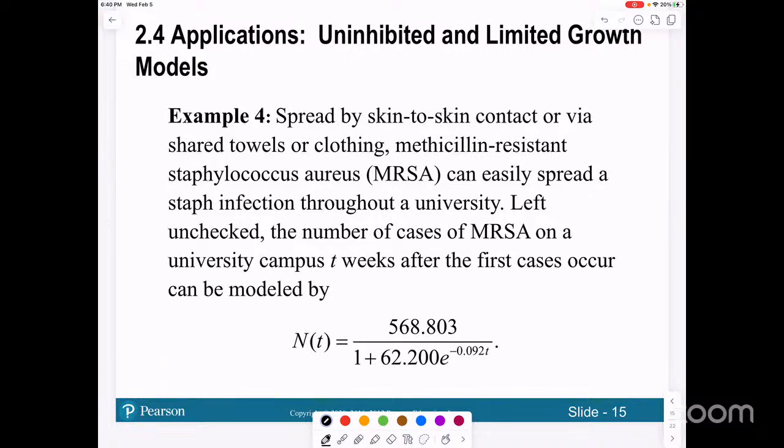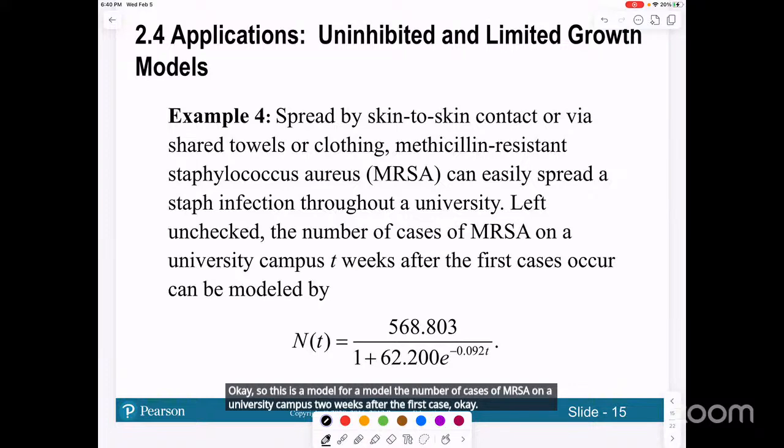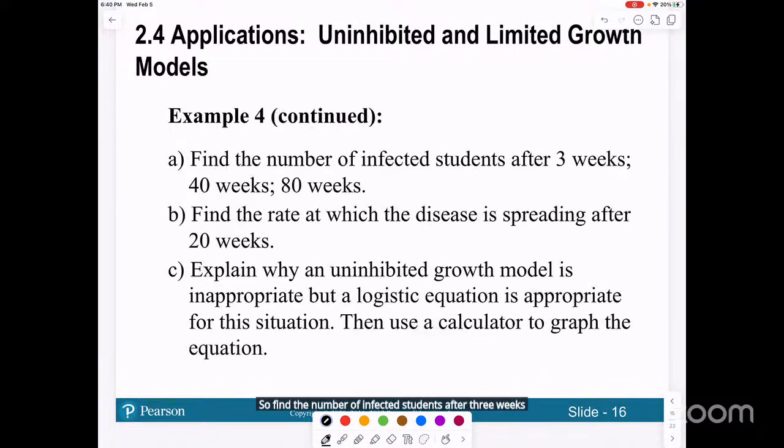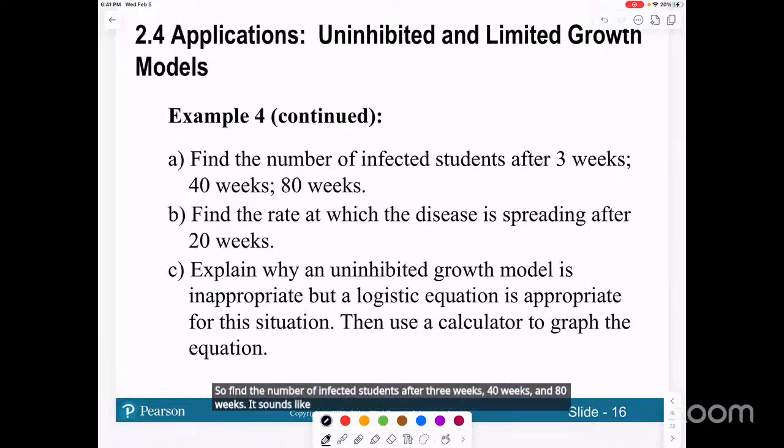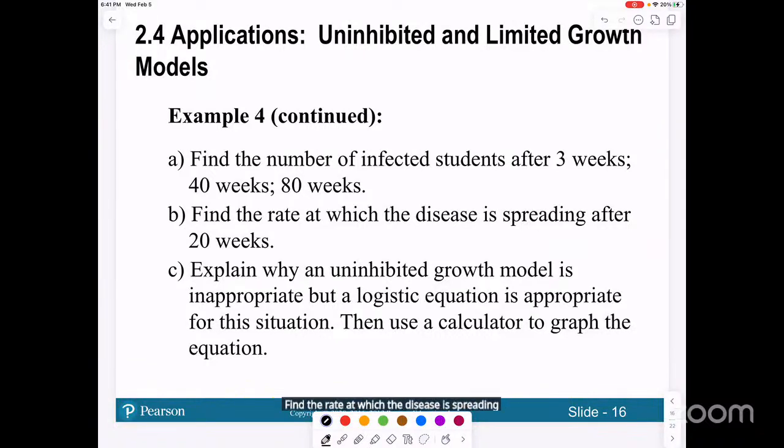Okay, so this is a model for the number of cases of MRSA on a university campus 2 weeks after the first case. Find the number of infected students after 3 weeks, 40 weeks, and 80 weeks. It sounds like just plug in 3, 40, and 80. Find the rate at which the disease is spreading after 20 weeks. So that sounds like we need to take the derivative, and explain why an uninhibited growth model is inappropriate, but a logistic equation is appropriate for this situation.